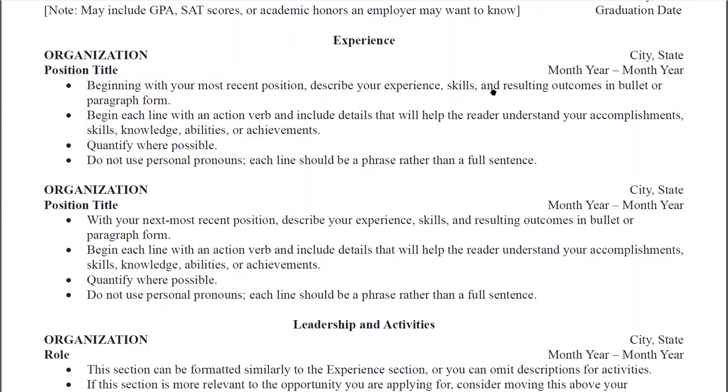Describe your experience, skills, and resulting outcomes in bullet or paragraph form. So both ideas are valid. However, most of the times we see bullets being used for experience, education, or every other thing that we write in a resume. So begin each line with an action verb. Now, what's an action verb? We are going to talk about action verbs in the later part of this video as well, and include details that will help the reader understand your accomplishments, skills, knowledge, abilities, and achievements.